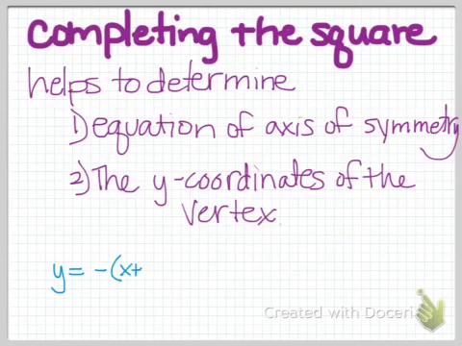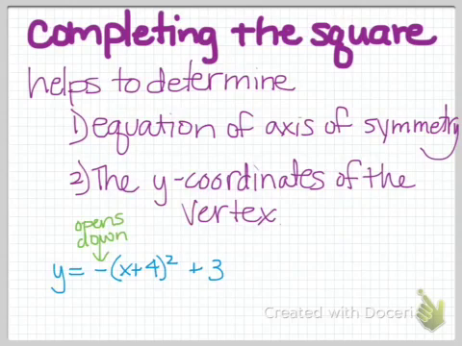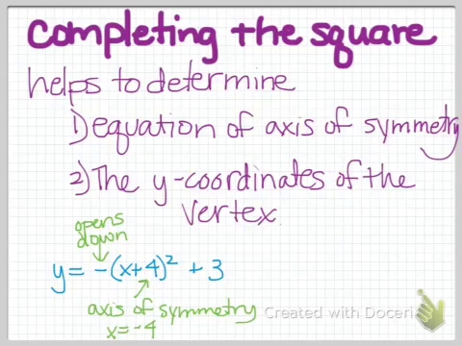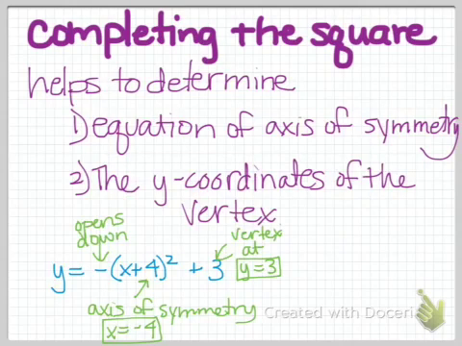So if I have a quadratic equation that's in this form, I can see that it opens down. I can also see that the axis of symmetry is x equals negative 4. I look inside the parentheses and then I take the opposite of it. So the axis of symmetry is negative 4. The vertex is at y equals 3. So I know that my axis of symmetry is negative 4 and the vertex is at negative 4, 3.